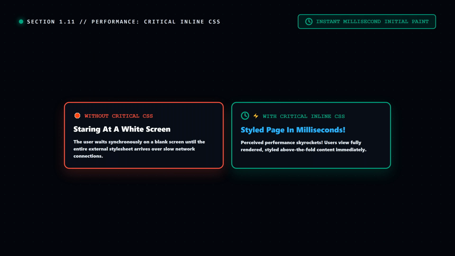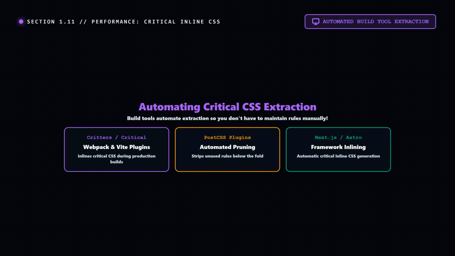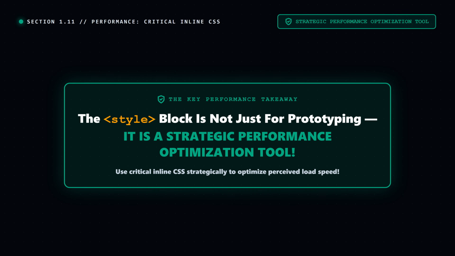Without it, the user stares at a white screen until the entire CSS file arrives. With it, they see a styled page in milliseconds. The trade-off is that you have to maintain both the critical inline CSS and the full external file, but build tools can automate this extraction. The key takeaway: the style block is not just for prototyping. It's a performance optimization tool when used strategically.